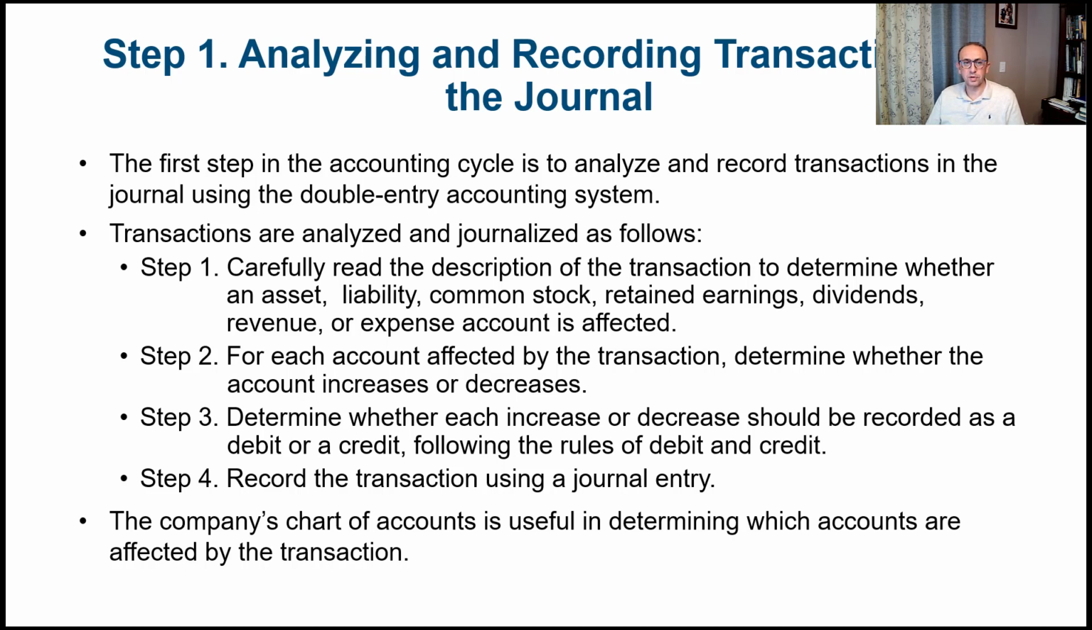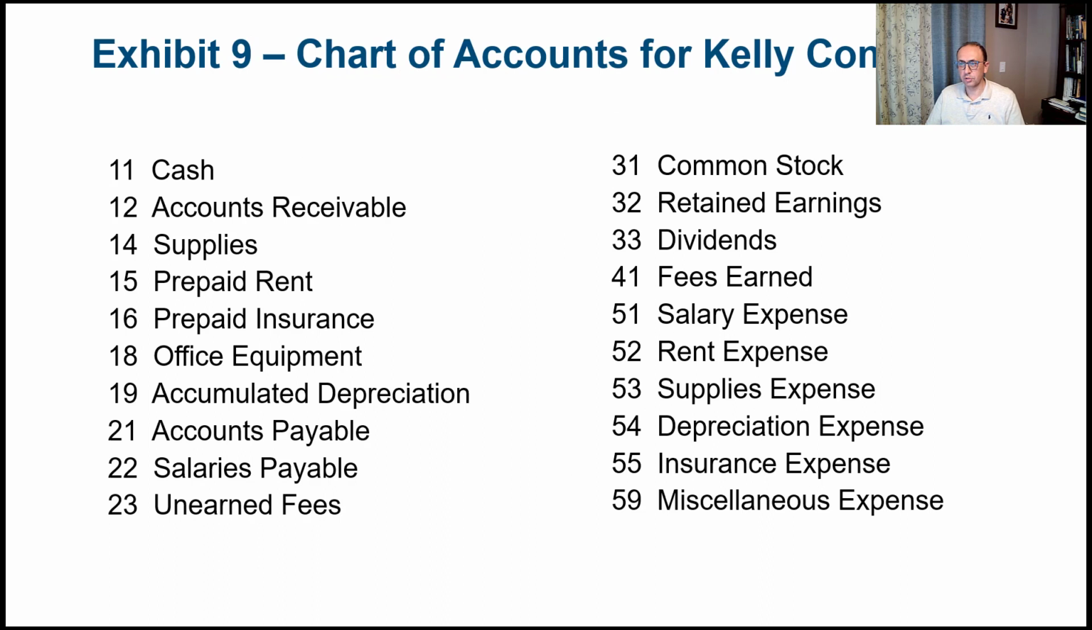So the company chart of accounts is very useful in determining which accounts are affected by the transaction. Remember, the chart of accounts is the list of accounts available for that specific business. It varies from one company to another. It's not something that's standardized in all businesses. The terminologies are the same. So for example, all companies use the term cash to refer to the money owned by the business. Accounts receivable, which is promises from our customers or clients to pay us in the near future, and so on.